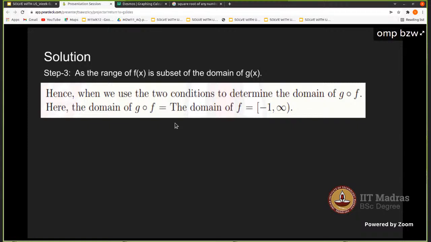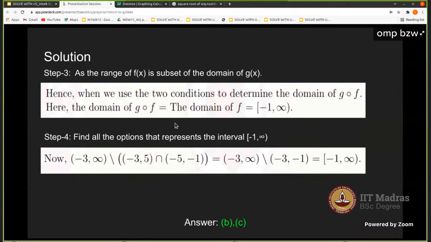And f of x are all well-defined outputs, and when I say well-defined outputs, those are all real numbers. So G is not filtering anything here. The only filter happening is at F. Therefore the domain of F is the same as the domain of G of F. So we have the domain of F as -1 to infinite. So that is one option.